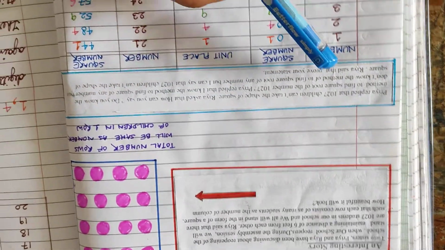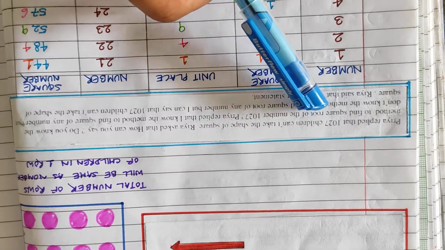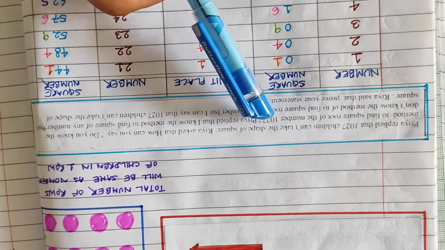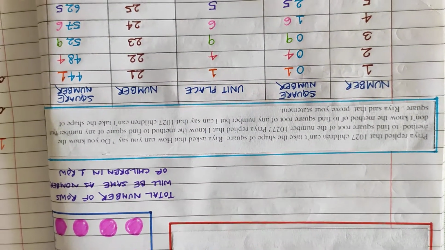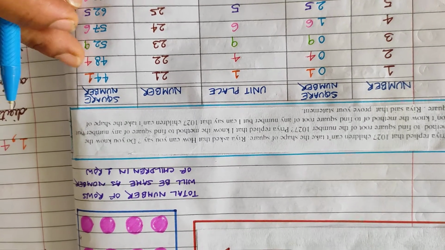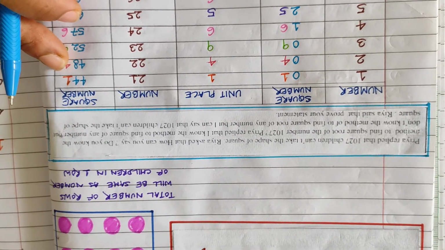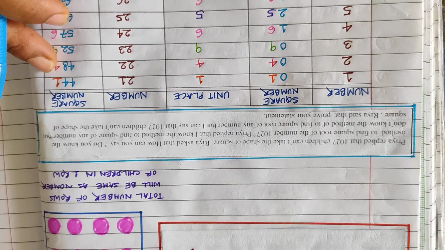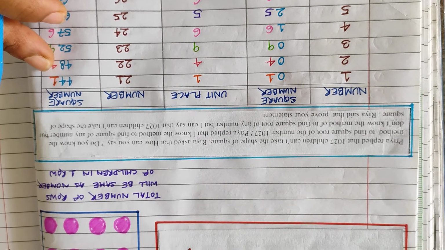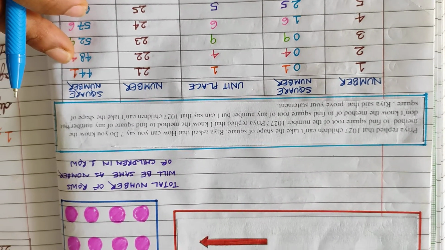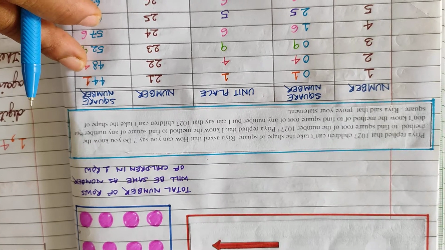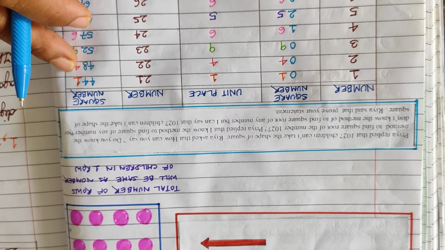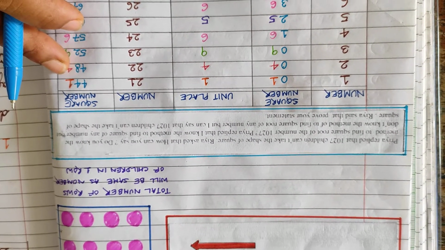So Priya replied that 1027 children can't take the shape of a square. Riya asked, how can you say? Do you know the method to find the square root of 1027? Priya replied that I know the method to find the square of any number but I don't know the method to find the square root of any number.